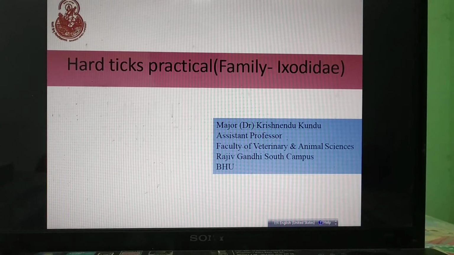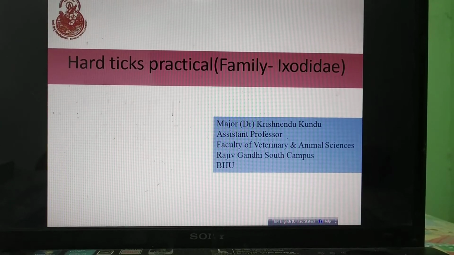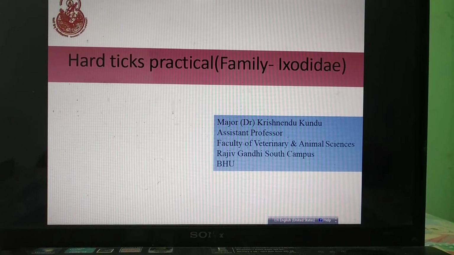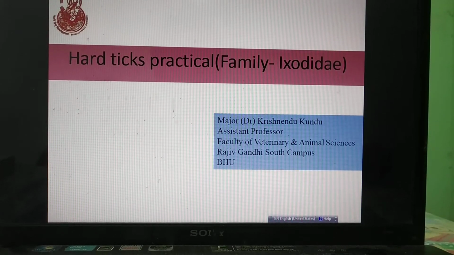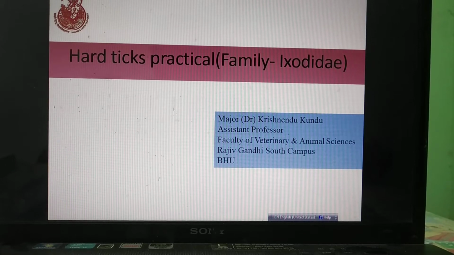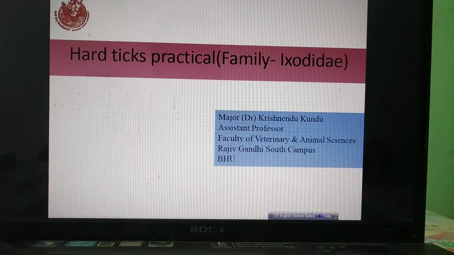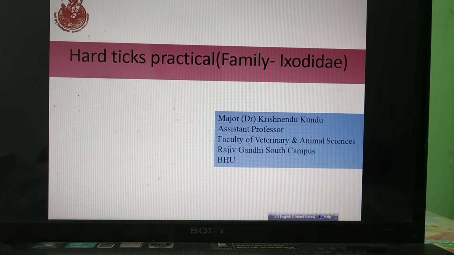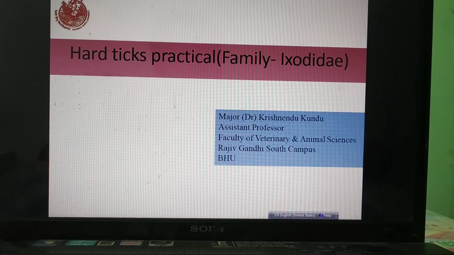Good day, students. Today we will be discussing the practical aspects of hard ticks. In the practical aspects of hard ticks, we will be discussing the identification, the morphological characters on the basis of which we can identify the different genera of hard ticks.